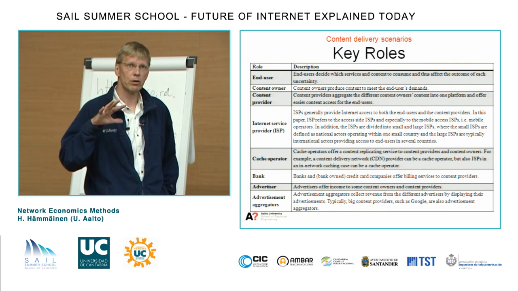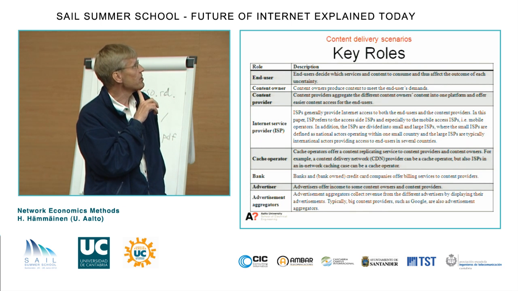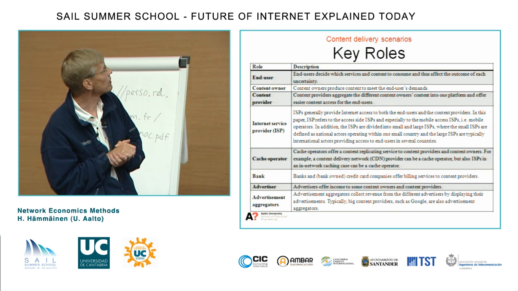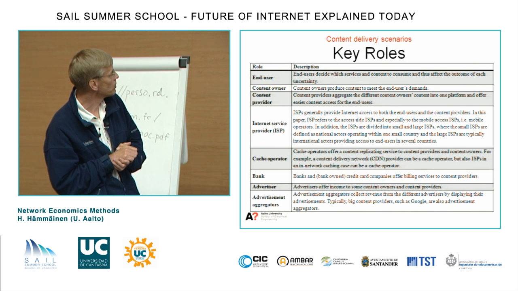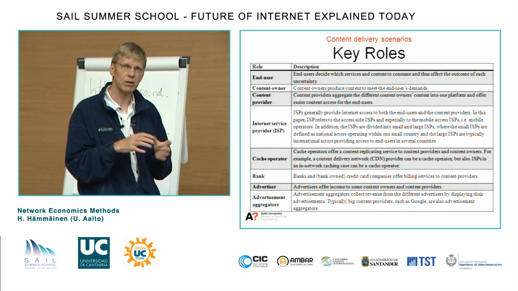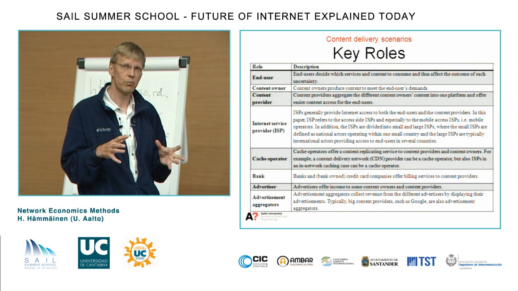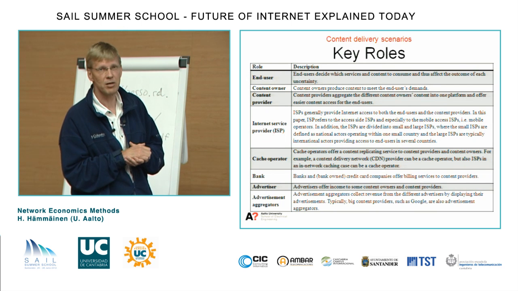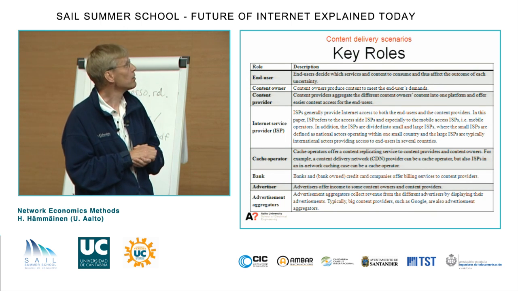Now we are going through the recipe, the steps that I described earlier. So this is to identify the roles. You can see on the left-hand side: end user, content owner, content provider, internet service provider, which actually is the mobile operator here, cache operator, bank, and so on. I don't go into any details, but when you do this kind of scenario planning study, you have to pretty clearly define your terms, because these kind of role names are not so uniquely defined in general. So you have to define them.